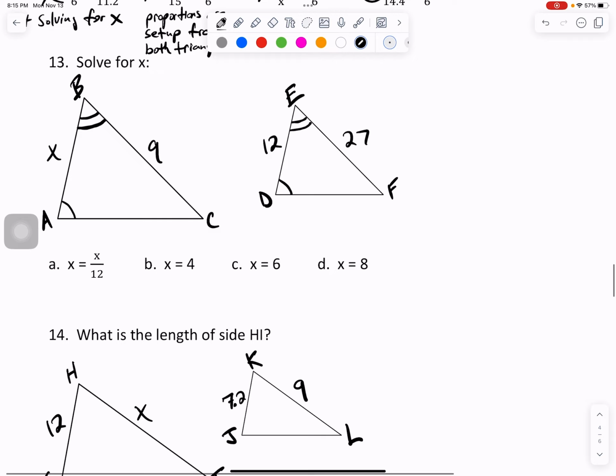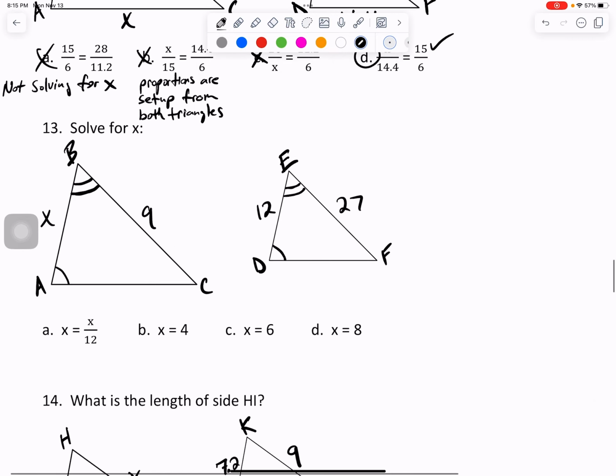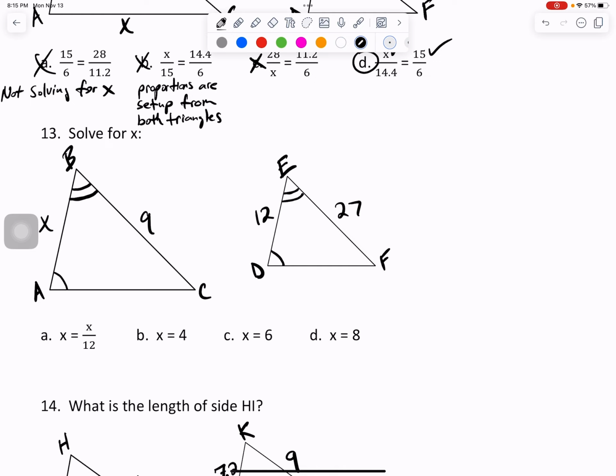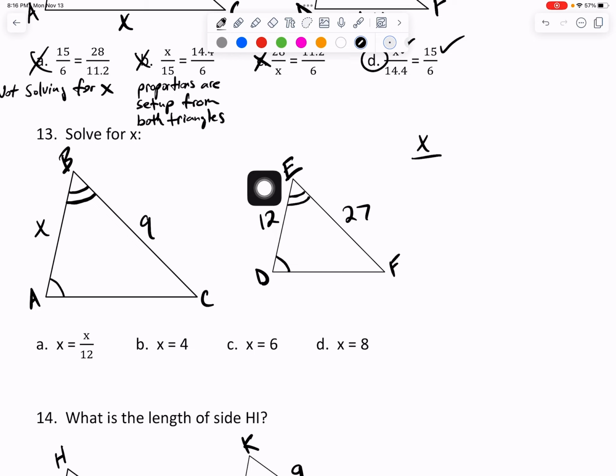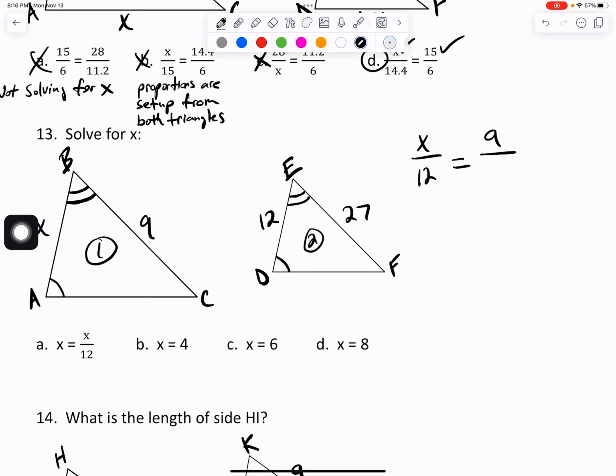Number 13. It just says to solve for x. You guys have been doing a great job in class with this. I'm not going to write statements. I'm just going to take visually what I know is corresponding sides. So if my x is to the left of this triangle, I need to take the side length to the left of this triangle, which is 12, equals our last bit of information, which is 9, because we started with this triangle with the x, which we could label triangle 1. This one you could label triangle 2. So we'll put our 9 over our other piece of information, which is 27.